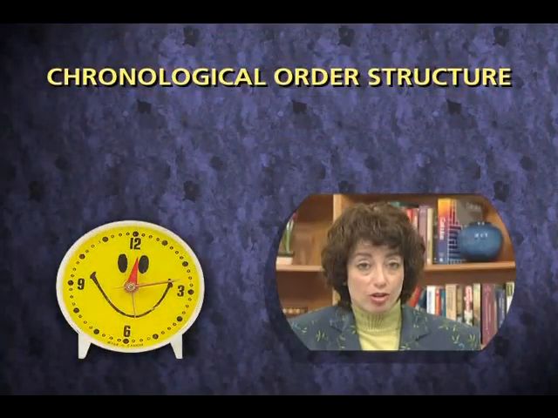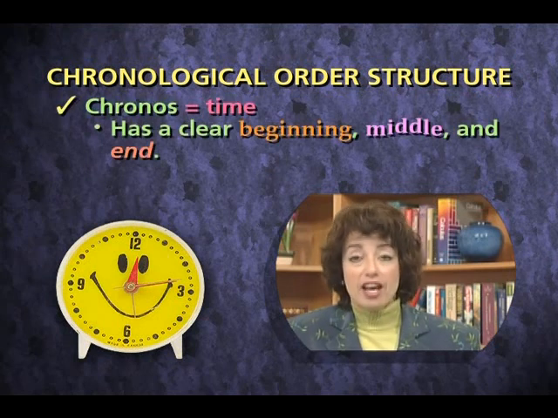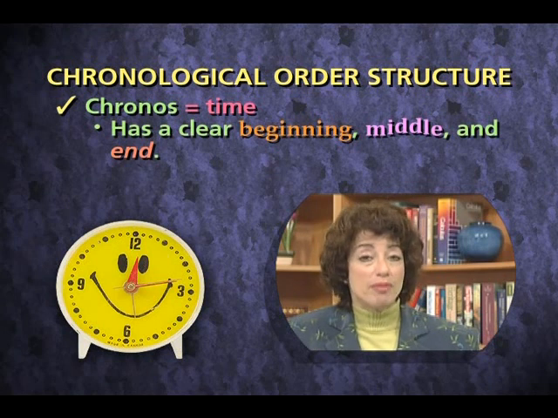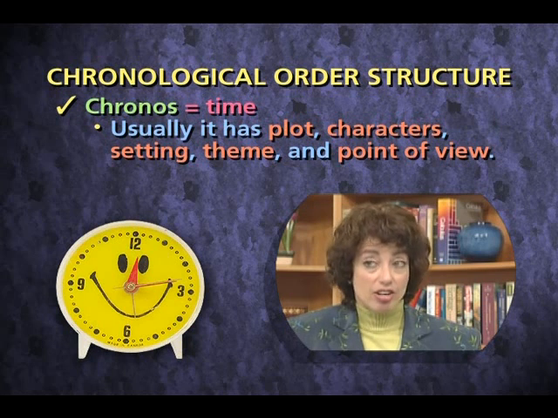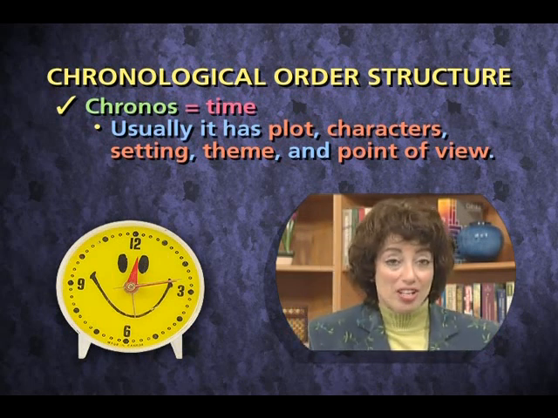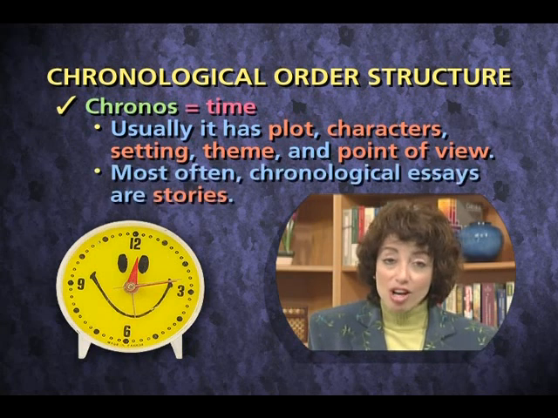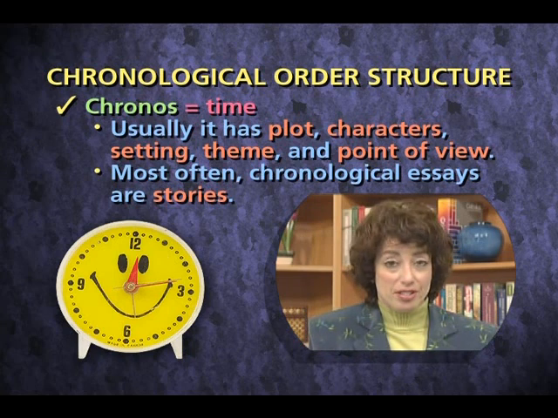In addition to all the other methods that we've learned, you can also use chronological order. Chronological, remember chronos means time, has a clear beginning, middle, and end. Usually it has plot, characters, setting, theme, and point of view. And you know from that a chronology, something told this way, is probably going to be a story, and indeed it is. Most often, chronological essays are stories.